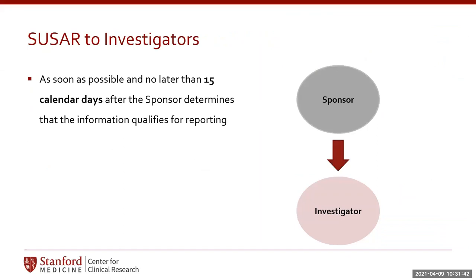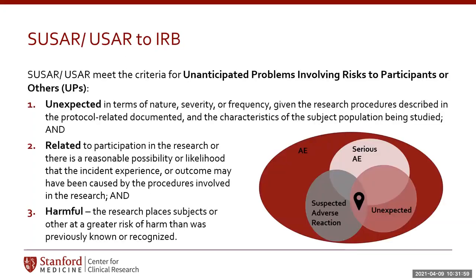Now SUSAR to investigator: as soon as possible and no later than 15 calendar days after the sponsor determines that the information qualifies for reporting. This is similar to SUSARs to FDA. SUSARs, or suspected unexpected serious adverse reactions, to the IRB would meet the criteria for unanticipated problems involving risks to participants or others, or UPs. As such, they would need to be promptly reported to the IRB. As you can see, the IRB has a wider range for reporting. So not just SUSARs would fall under that UP category.